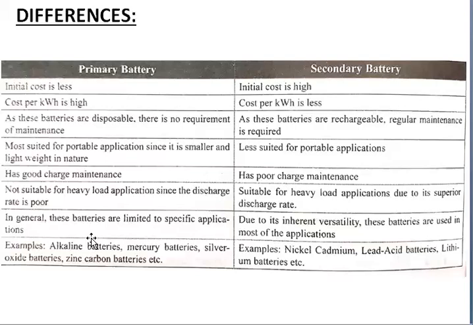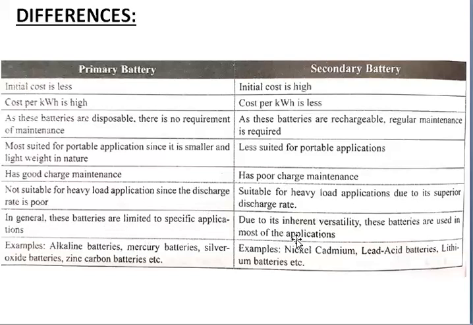And coming to the primary batteries again, these have good charge maintenance. And the secondary battery has very poor charge maintenance. They require charging again and again. And the primary battery is not suitable for heavy load applications since the discharge rate is poor. And secondary batteries are suitable for heavy load applications since the discharge rate is very much greater when compared to the primary battery. And in general, primary batteries are limited to specific applications only.